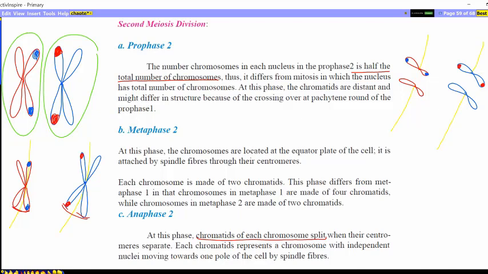When their centromeres separate, each chromatid represents a chromosome. And after the chromatids separate from one another, we no longer call them chromatids. Chromosome, independent chromosome, independent chromosome, and independent chromosome.